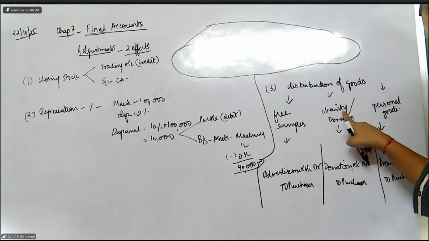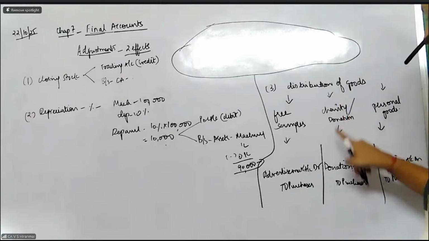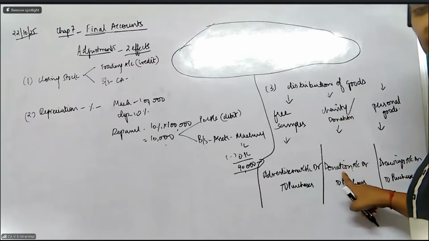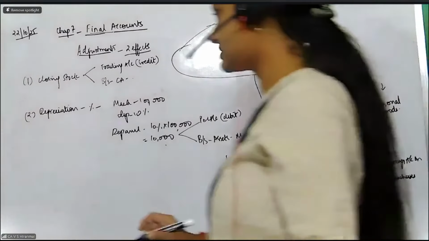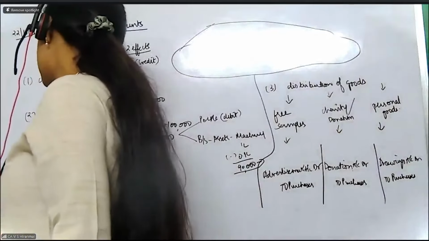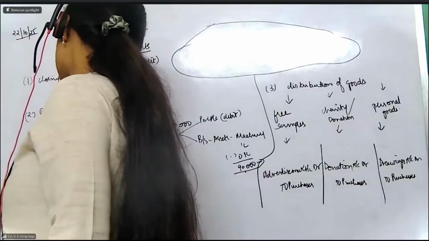Okay. Whenever you give goods as charity or for donation purposes, the account you will debit is donation account and then you will be reducing the purchases. And the third one, whenever you draw the goods for your personal use, it will be taken to the drawings account. Now, the fourth one is abnormal loss.